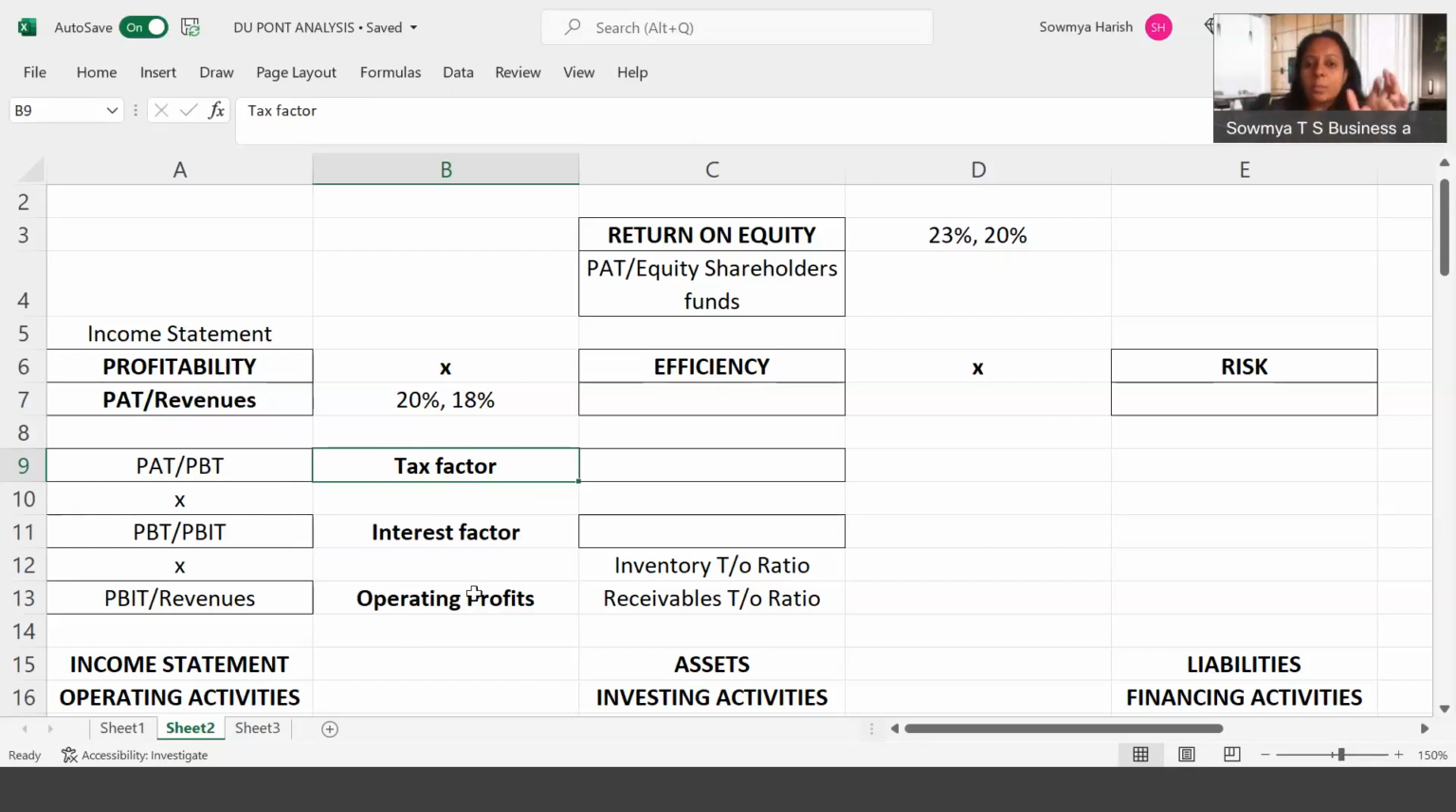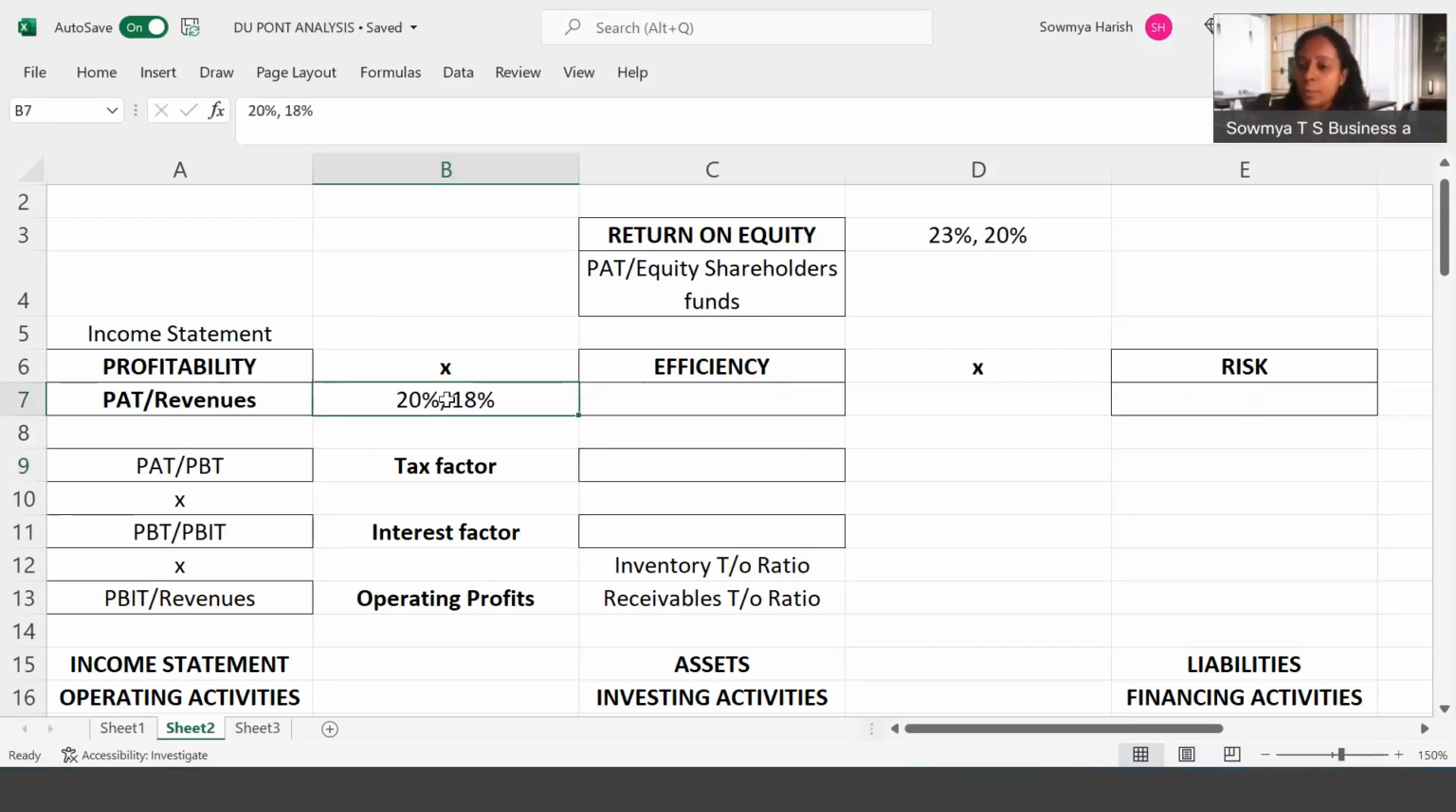So a small change in operating profits can influence a big change in profitability, which can influence a big change in the return on equity. So here what we have tried to do is, we have taken the return on equity and decomposed it into profitability, efficiency and risk. To know the real cause for the change in return on equity, we decompose it into profitability, efficiency and risk. And here, with the example, we assume that there was a decline in profitability as well.